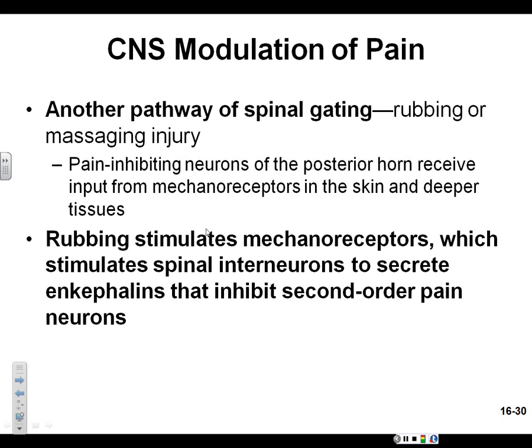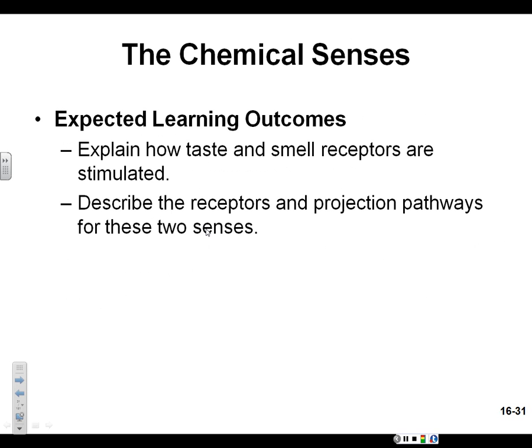All right, another pathway is rubbing or massaging the injured site. This can inhibit the interneuron from entering the posterior horn, and then that will be received as mechanoreceptors in the skin and the deeper tissues. So this is how massage therapy comes in to help alleviate pain. Also, with the dermatomes on our skin, acupuncture, they put pins in certain regions on the skin that will interact with those nerve fibers that will be transmitted into the deep areas of our spinal cord and into our different visceral organs. All right, this slide just talks about the learning outcomes that we're going to be looking at.